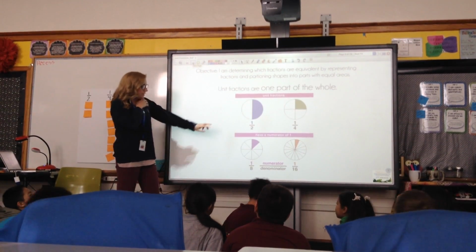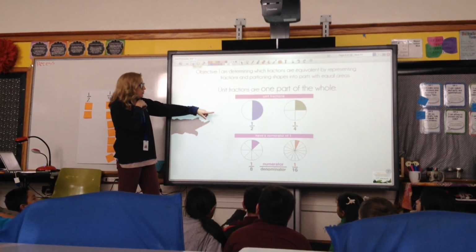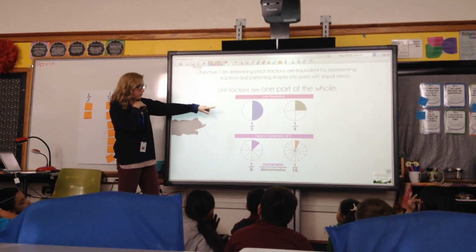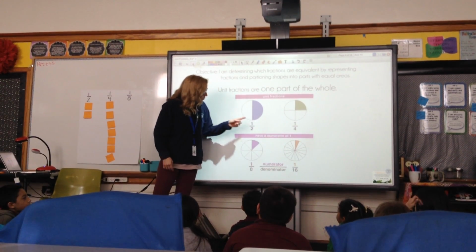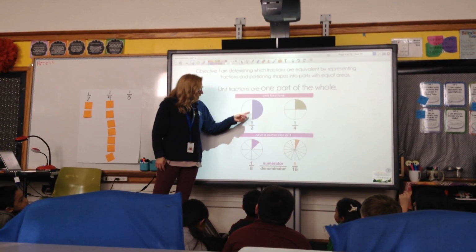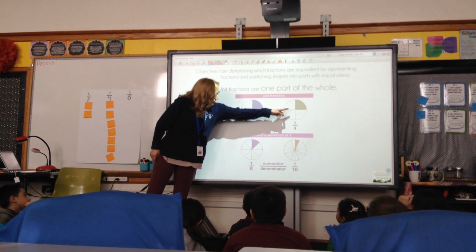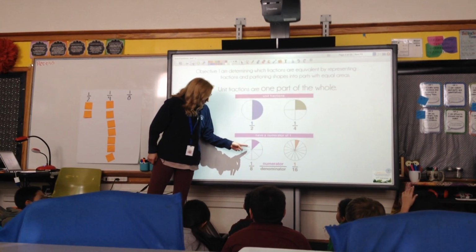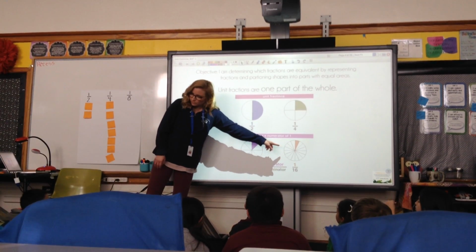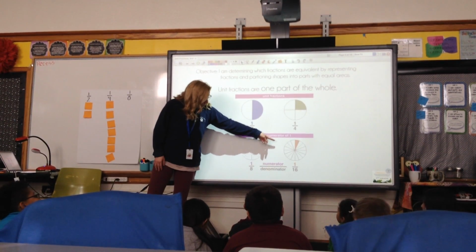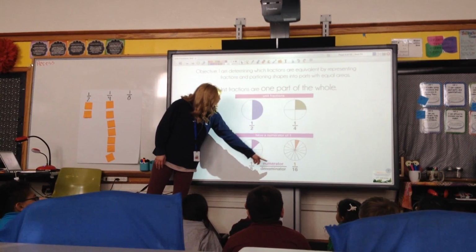So what we're talking about today is unit fractions. So unit fractions are one part of a whole. So all these circles are the same size, but what's different about them is that each one part of it is a different size. Like, what's shaded in this part? 1 out of how many? 16. 16, right, Nicholas? So the numerator is 1.